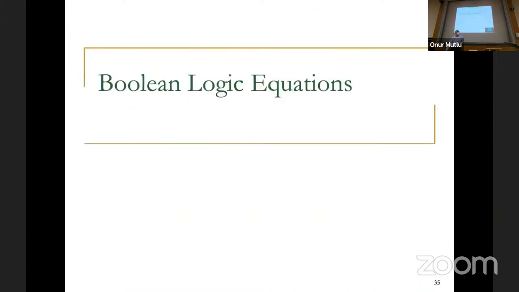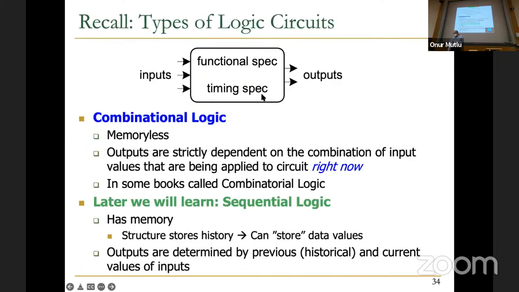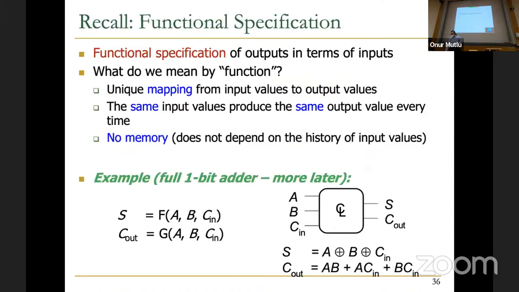And Boolean logic equations enable us to functionally specify. So basically, you need functional specification and timing specification for any circuit. And we're talking about functional specification right now. We'll talk about timing later on, in lecture 8. Okay. So recall, these slides are all actually old for you, maybe except for the Apple M1 Max, M1 Ultra slides. So basically, we are trying to functionally specify the circuit. And we talked about a full adder. We're going to cover the full adder later today.